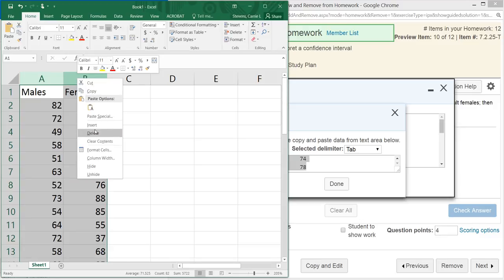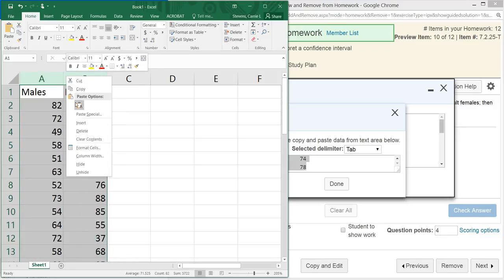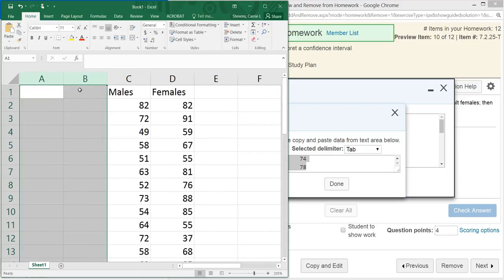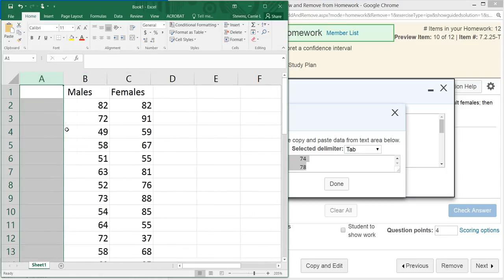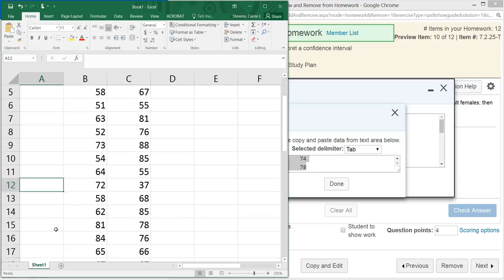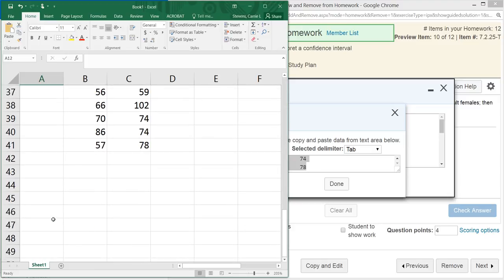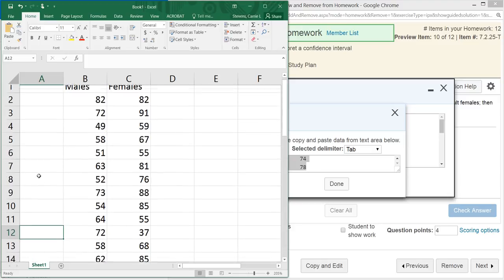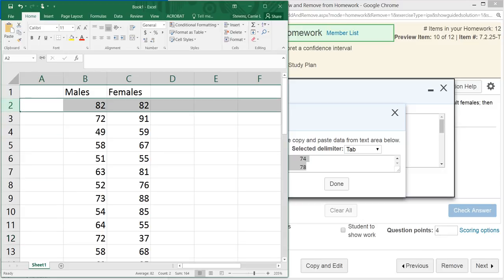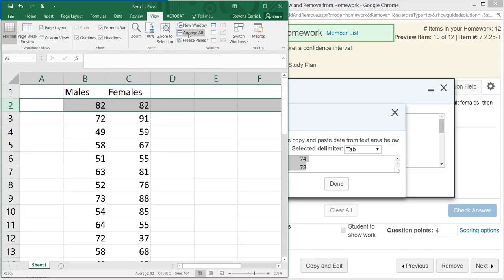ourselves. So I'm going to just make a little room here on the side. Not that it matters where it goes, but I want to come down here to the bottom of my stuff, and I'm actually going to freeze that so that it's easier to see.